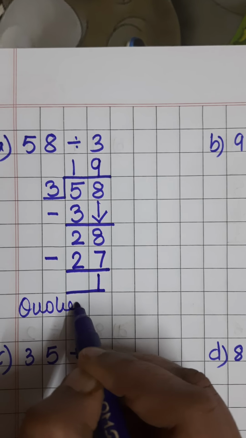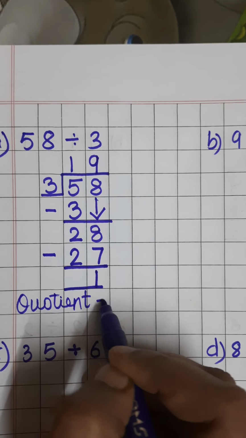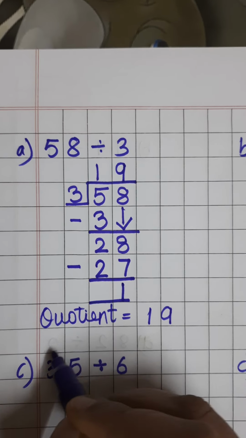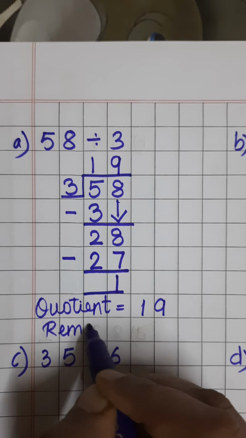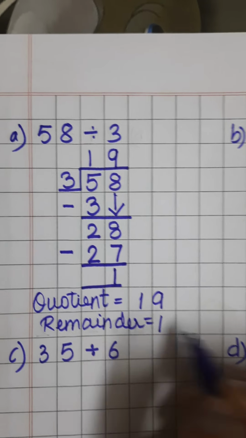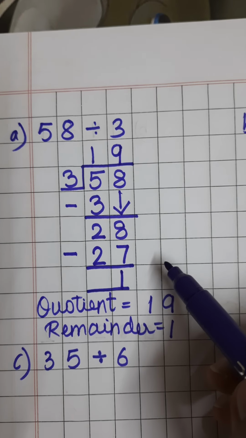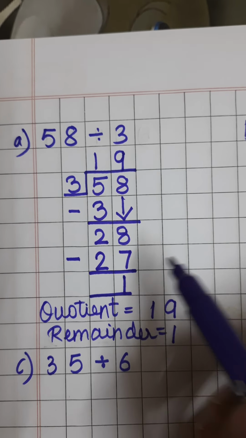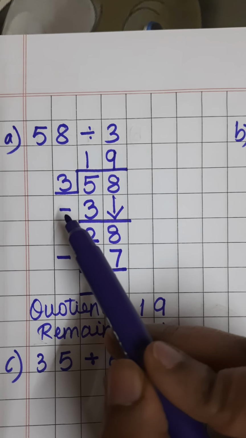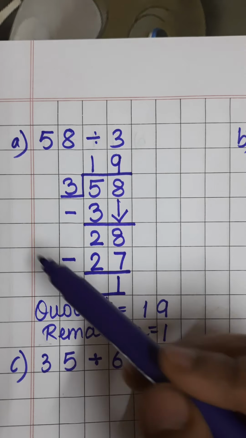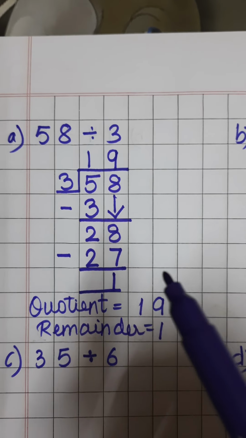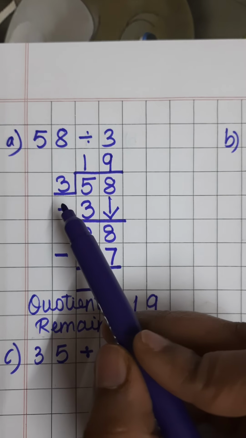So now writing the final answer, which is very important. The quotient is 19 and my remainder is 1. So this is how we do the long division method. Now in the long division method, beta, we are doing multiplication also. We are doing subtraction also. And this whole process is known as division. So you have to be very quick and very aware of all the tables.